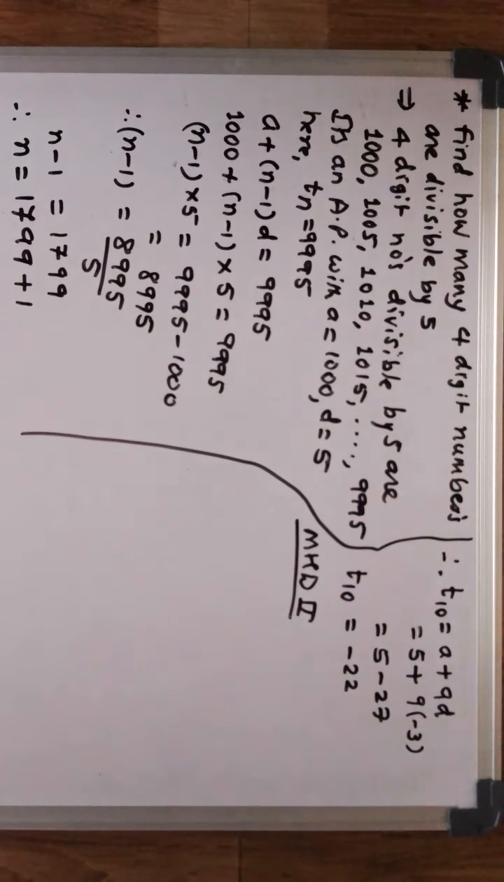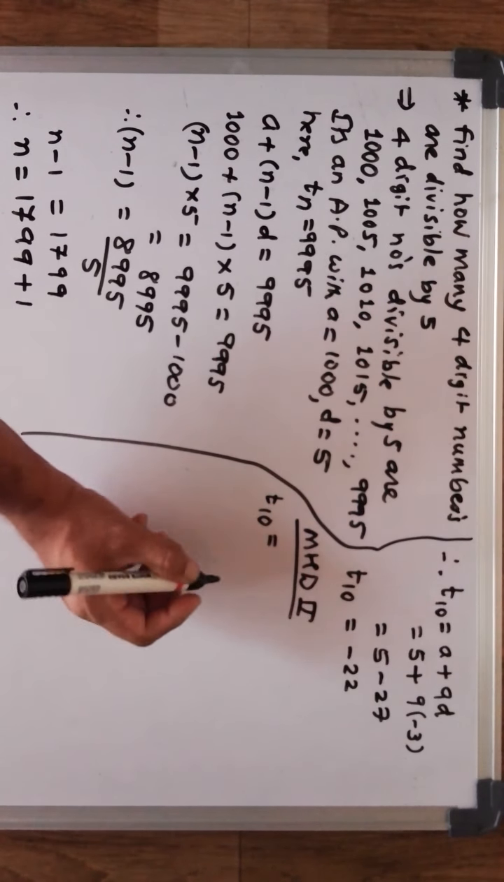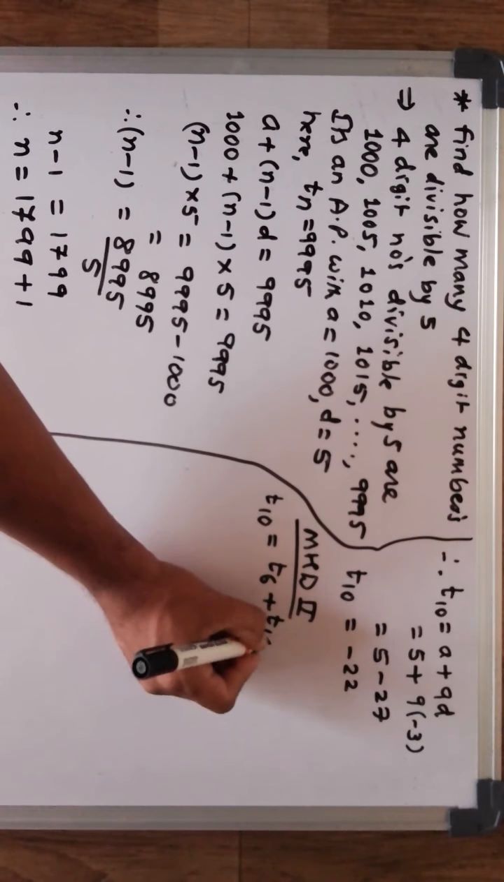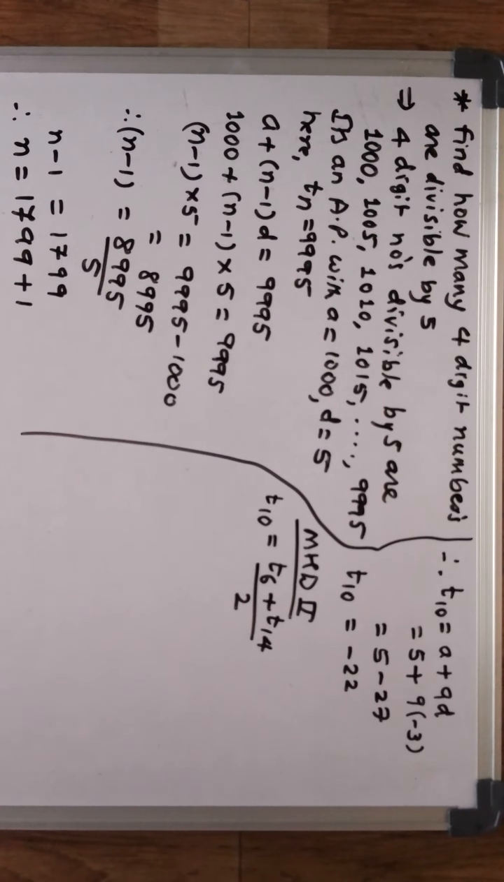I say that I am Samir sir, so I have tricks, but they are not applicable everywhere. See it properly. See here, term number 10 I want, right? Term number 10 is term number 6 plus term number 14 divided by 2. Right? 6 plus 14 is 20, 20 divided by 2 is 10.